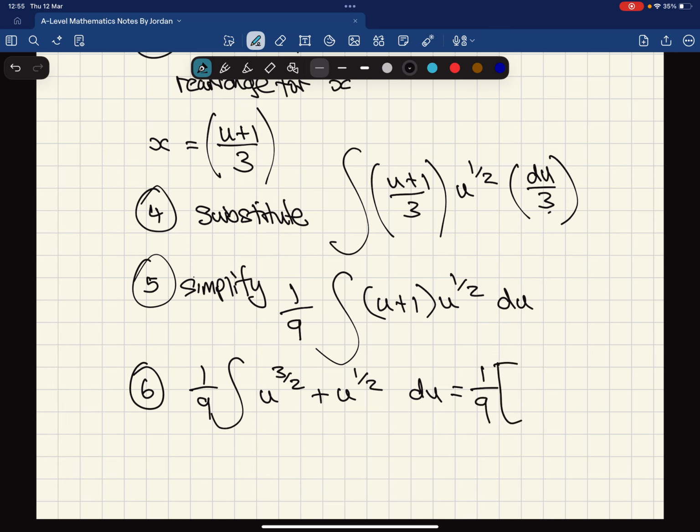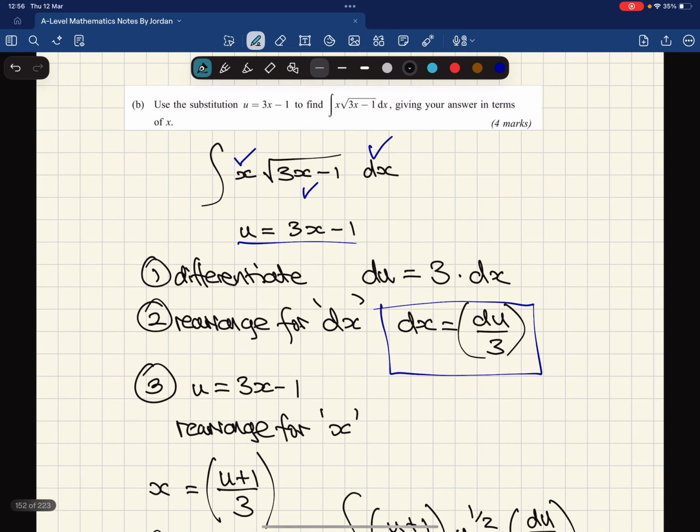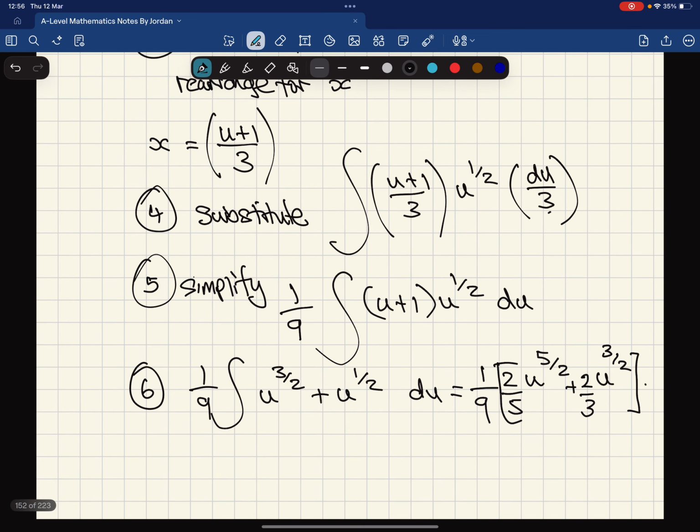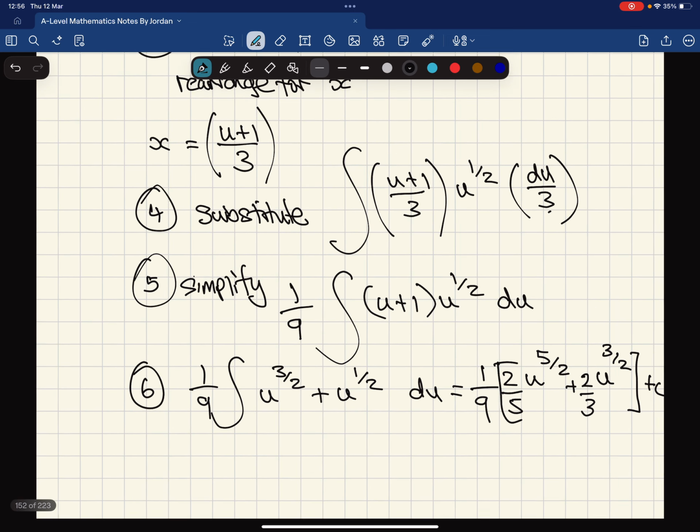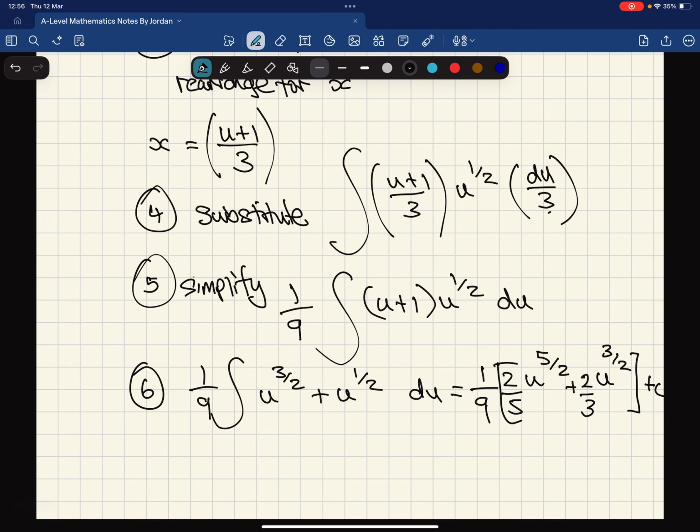raising the power by 1 and then dividing by the new power. We have u to the power of 5 over 2, and then if I divide by 5 over 2 it will turn into 2/5 at the front. And then let's sort the other one out. So we've got u now with the power of 3 over 2. This time the division will turn into 2/3 at the front of that. And don't forget to add in a plus c. Okay? Then everything just needs to now be times by this 1/9.